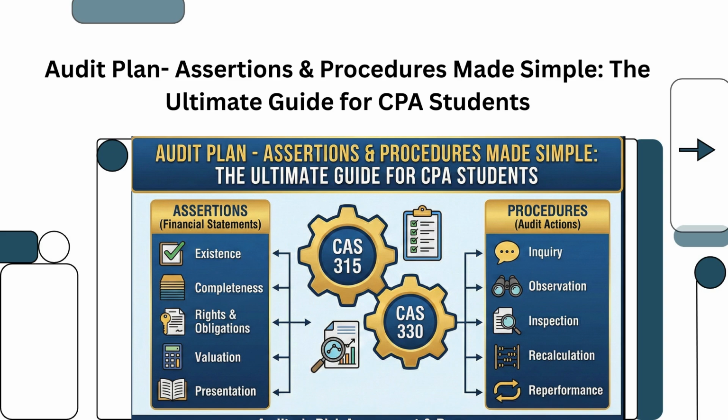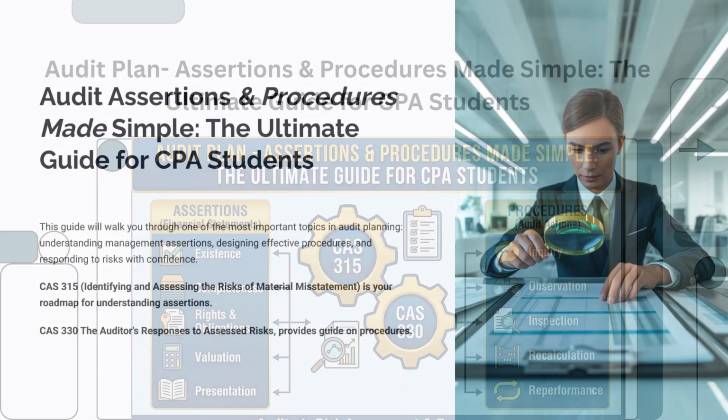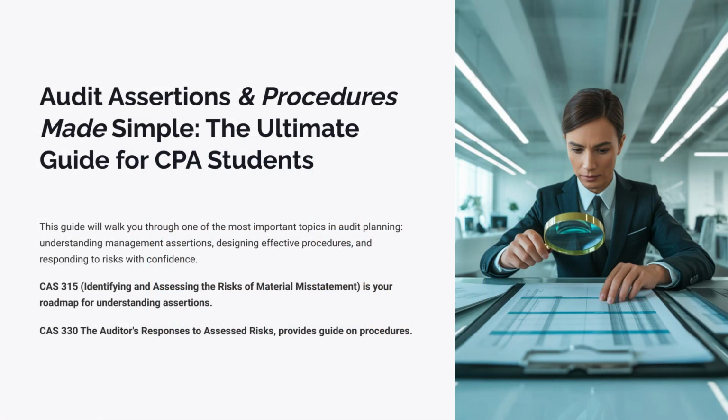Ever looked at a set of financial statements and wondered, how does an auditor actually know whether these numbers are real, complete, or even recorded in the correct period? Well, that's exactly where assertions and audit procedures come in.